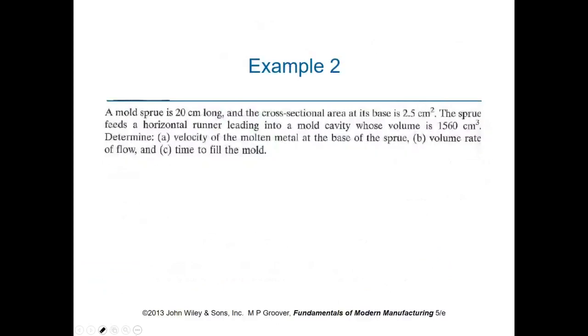Moving on to the next problem. Example problem 2. A mold sprue, or down sprue, is actually the same section of the mold. It is referred to both as sprue and down sprue. It is 20 centimeter long. That is the height of the sprue, H. The cross-sectional area in the base, A, is also given. The cross-sectional area in the base of the sprue is given.